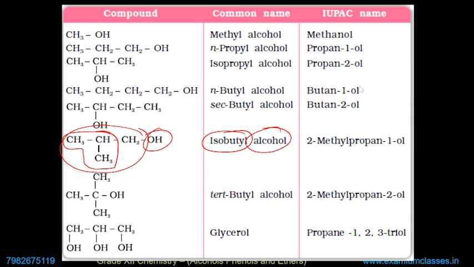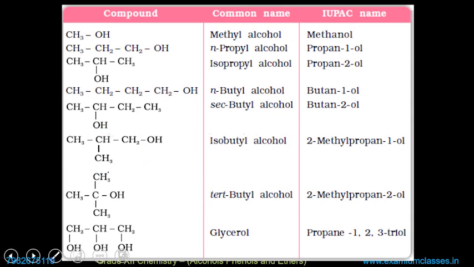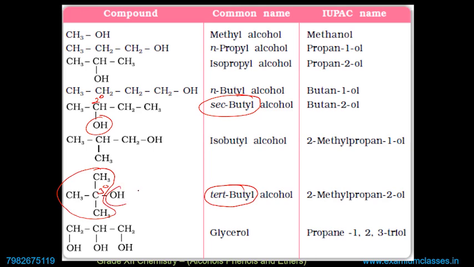Now the next one. This one is the alkyl group attached to alcohol, and this group is a tert-butyl. This is a 3 degree carbon. Compare it with this one. The carbon which was attached to the OH group was 2 degree. So that's why sec-butyl, secondary butyl. Here the carbon attached to the alcohol group is 3 degree, and there are a total of 4 carbons. So 3 degree with 4 carbons, tert-butyl alcohol.